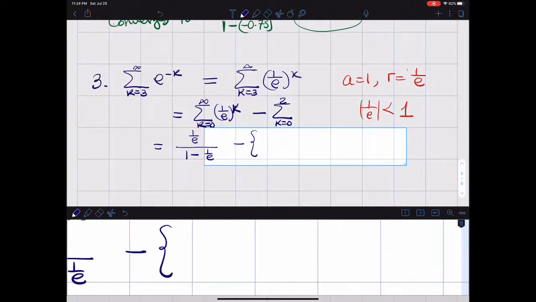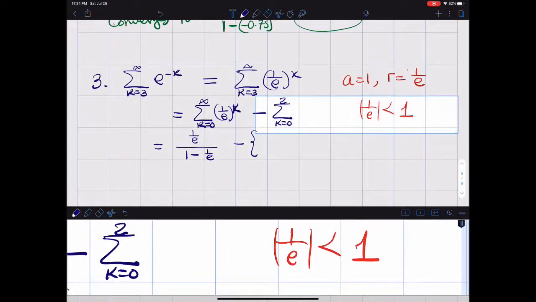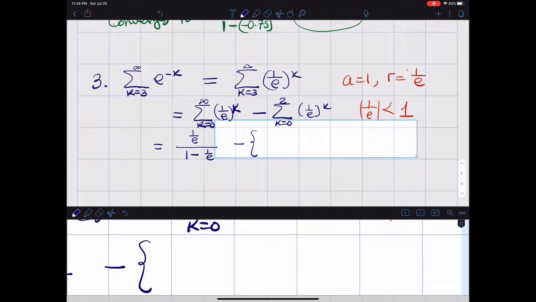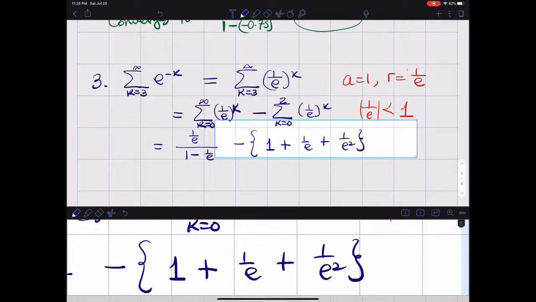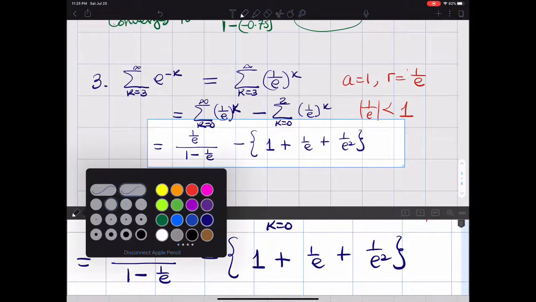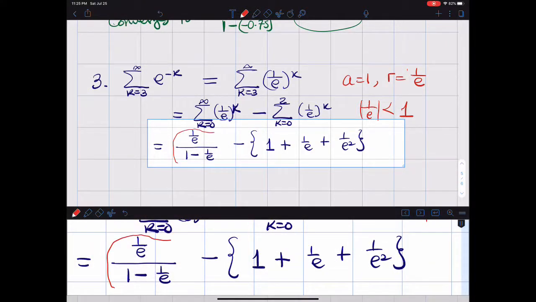But we don't need it. We can just list the terms. So this is 1 over e to the power of k also. When k is 0, we have 1, because anything to the power of 0 is 1. When k is 1, we have 1 over e. When k is 2, we have 1 over e squared. So I want you to simplify this. This is your answer to this problem right here. This is the answer.